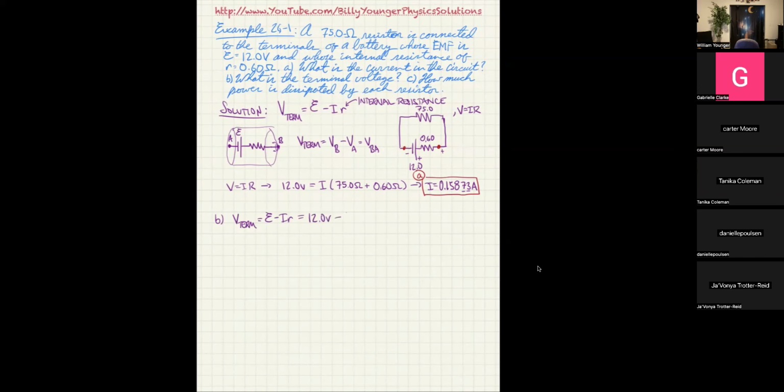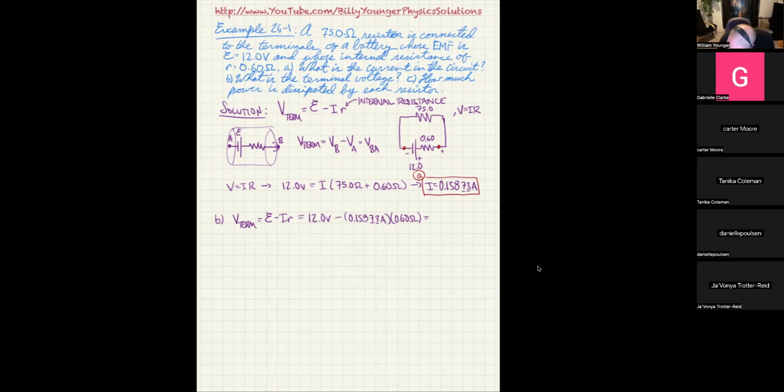And then minus the current we know is 0.158, and then 2 extra sig figs makes the 7 and the 3 amps. And then the internal resistance is 0.60 ohms. So we're going to get 12 minus, I'm going to use the answer that I just had, and I'm going to multiply that by 0.6. And this is 3 sig figs times 2 sig figs. So I'm actually only going to get 2 sig figs after I multiply the answer. So pretty much I just get 2 decimal places.